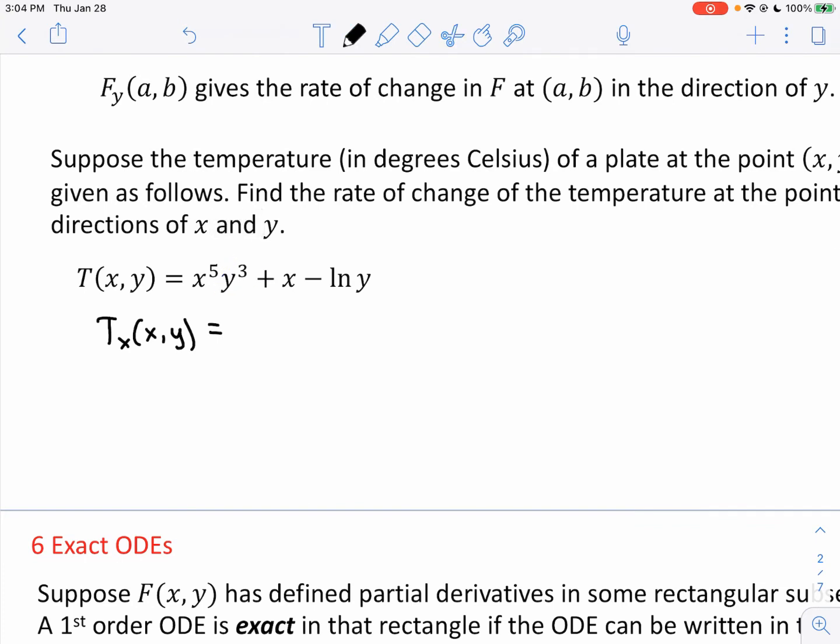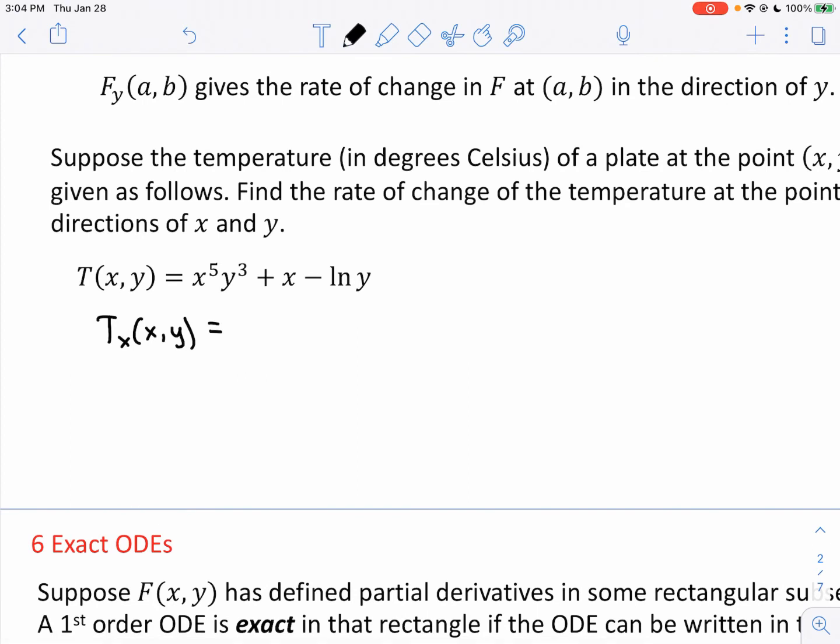So when I differentiate this, x to the fifth will be differentiated and we get 5x to the fourth, and the constant will just stay. And that's it.